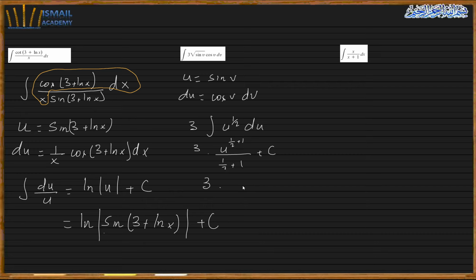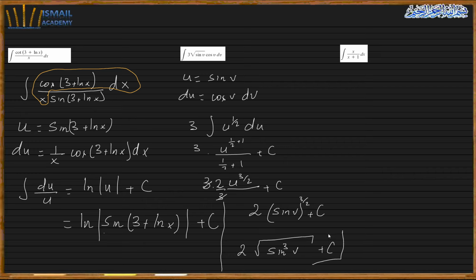So this is going to be 3 times here u to the 3 half over 3 half, which is 2 thirds. If I multiply it here, it's going to be 2 thirds, which means I will cancel the 3, plus c. So that's my answer, which is 2 sine v to the 3 half plus c, or you can do it as 2 square root of sine cube v plus c. So any form you want is correct.